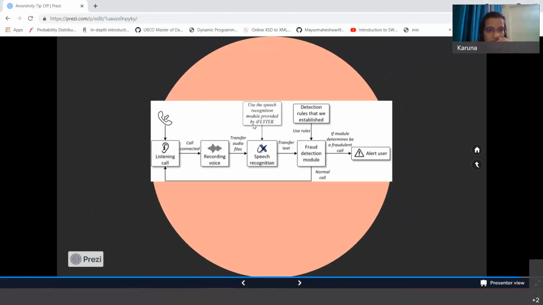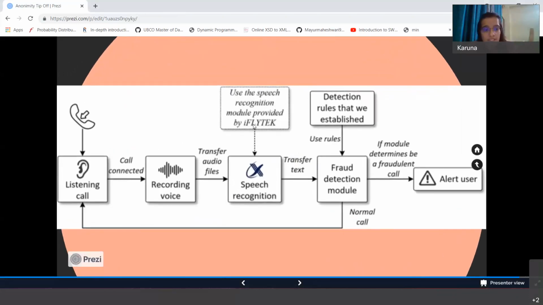And here's a diagram which you can see on the screen. What you do is first you will listen to the voice. When the call is connected, you will start recording the voice. Once the voice is recorded, you will transfer the audio files to detect and recognize your speech. Once your speech is recognized, you will have to build an AI module for your call, and transfer your speech to text. Obviously, we cannot work directly on audio, so you'll have to convert your audio to text.